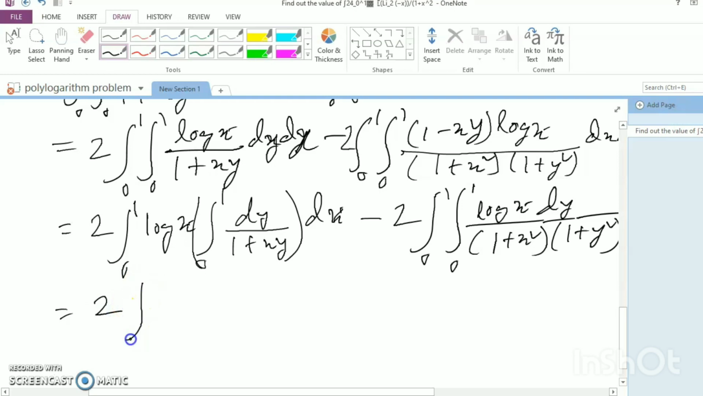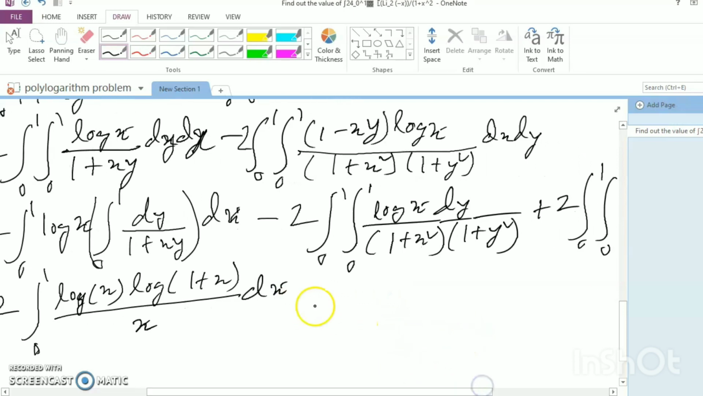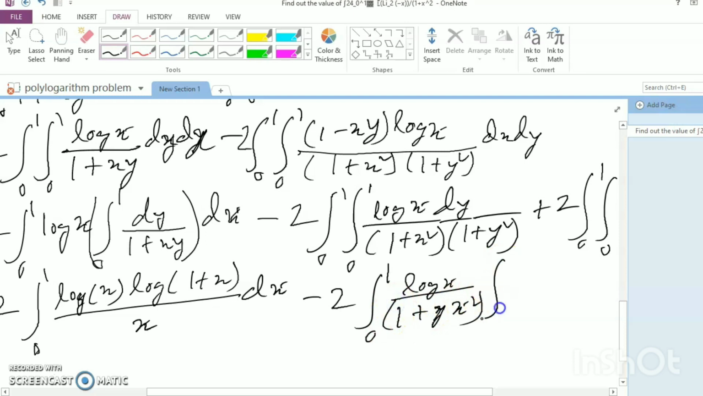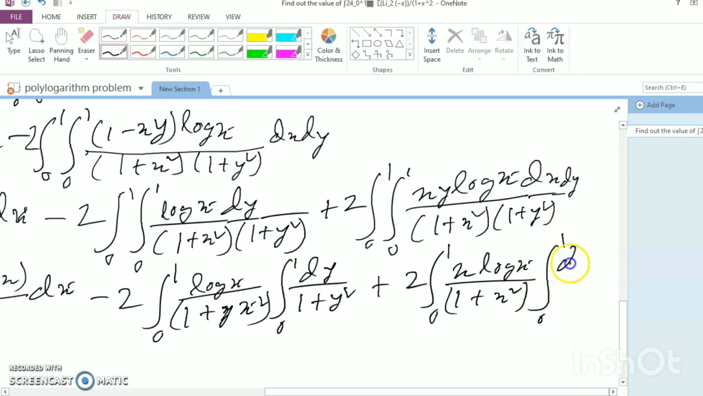So friends, it can be written as 2 into the integral from 0 to 1 of log(1+x) dx, minus 2 log x, and the integral from 0 to dy over 1 plus y square. 2 into 0 to 1, and it can be written as x log x divided by x square into the integral from 0 to 1 of dy divided by 1 plus y square.